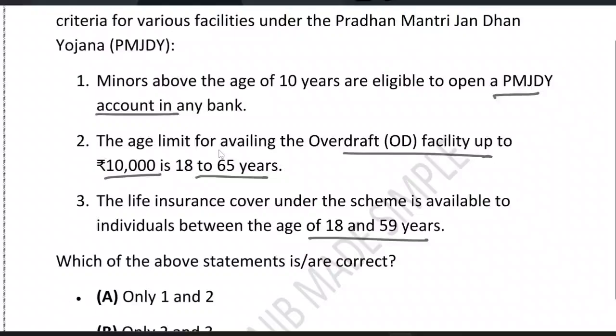Yeah, we know this. This is true. Then again, the age limit for the overdraft up to 10,000 is 18 to 65 years. Yes, this is also correct. It was extended up to 65 years to help the seniors. And statement number three says that life insurance cover is available between 18 and 59 years. True. Yes, it is also true because it stops at 60 years.